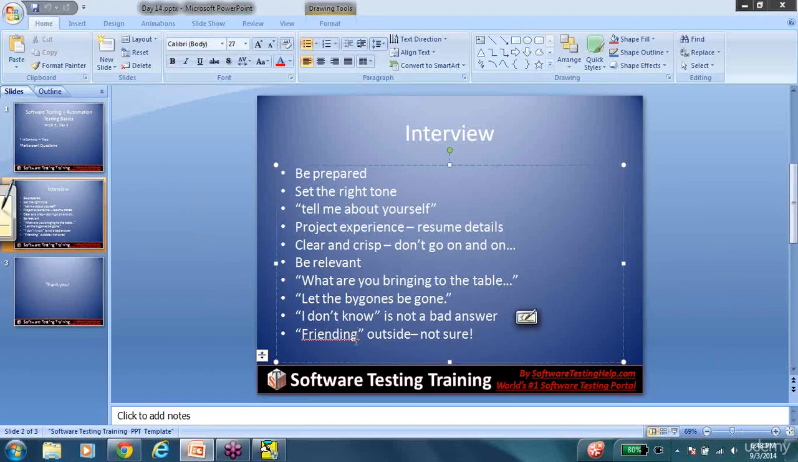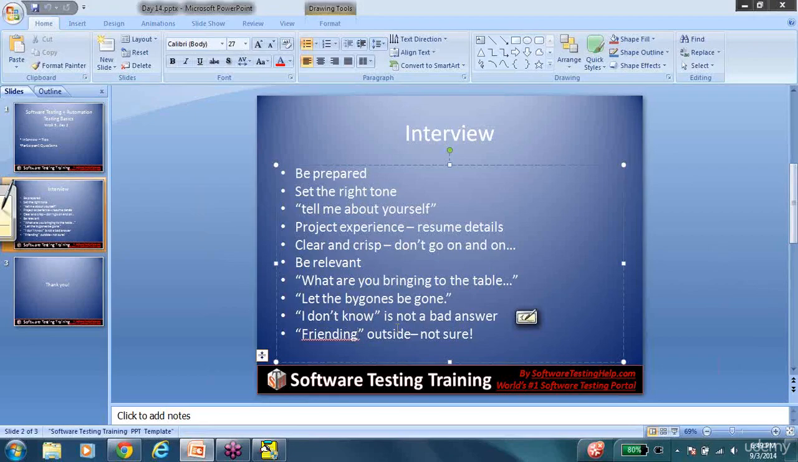And friending outside. Now this is something that I've been intending to take out, but I don't know. A lot of job search gurus have been these days recommending that you friend your interviewer outside in a professional LinkedIn-like network or Facebook or something like that.